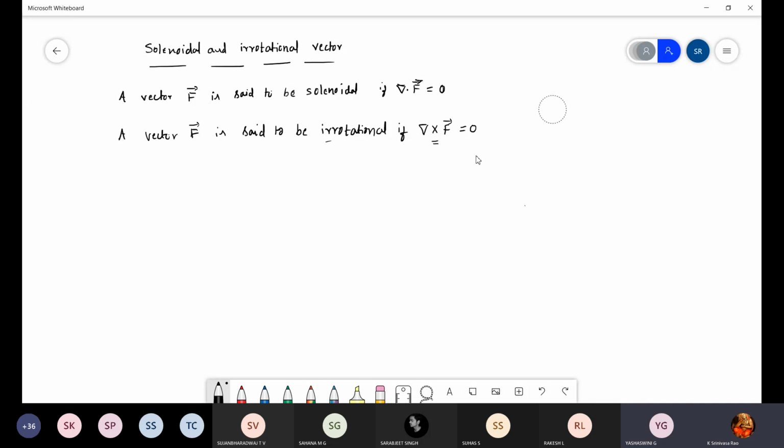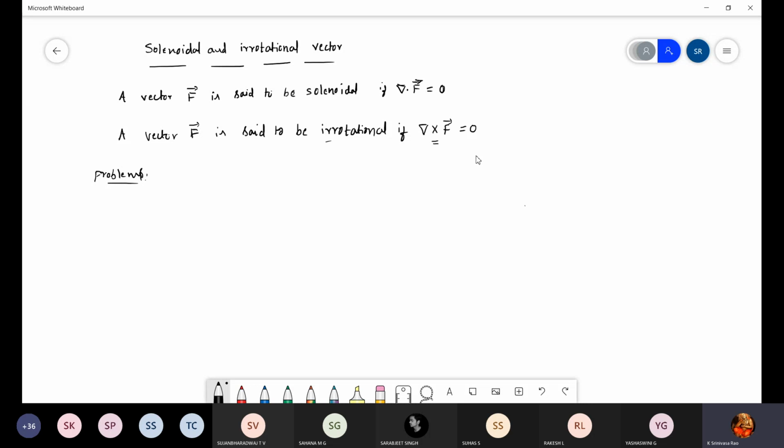Yes. Just we will solve the problems. They will ask you to show that the given vector is solenoidal, which means you should show divergence is equal to 0, or irrotational, which means curl equal to 0. Or in another way, they will say the given vector is solenoidal, so find the value of A, B, C like that. That type of problem we will solve. Take down the first problem. The procedure is the same as the problems we solved in the previous classes.